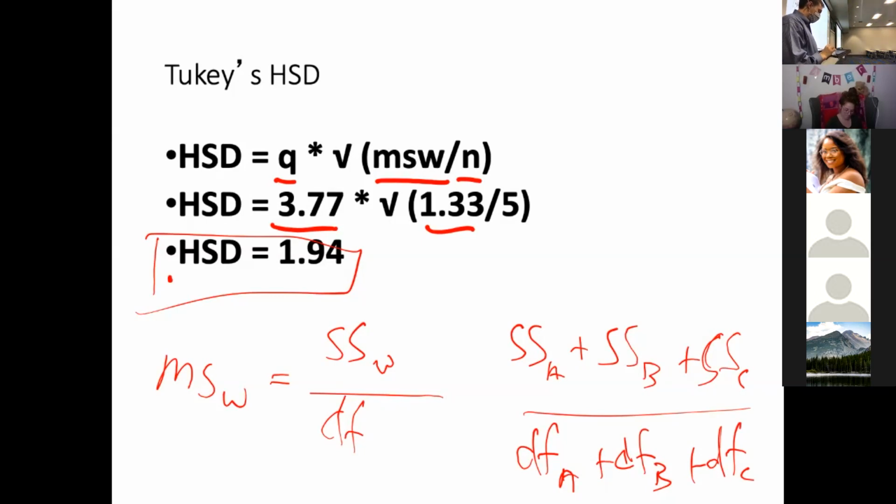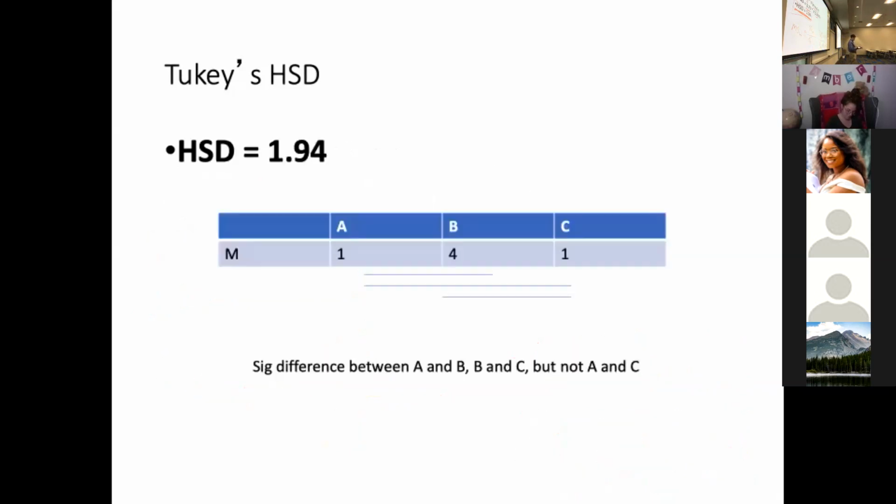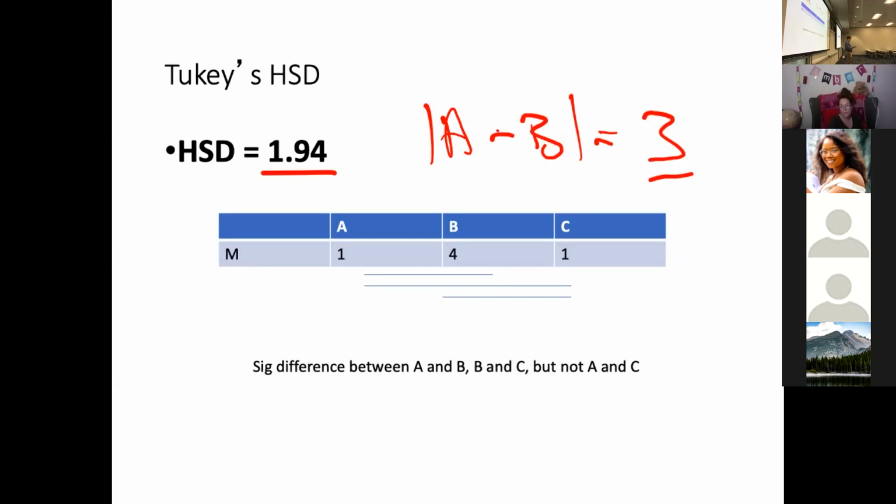So this is now the threshold by which we are making those pairwise comparisons. If the difference between two conditions is greater than 1.94, we say there's a significant difference between the two. If it's less than 1.94, we say there's no significant difference. So, again, we've got our HSD value here. These are the means for A, B, and C. The mean for condition A was 1, the mean for condition B was 4, and the mean for condition C was 1 as well. And so now we can make comparisons. The absolute value of A mean minus B mean gives us 3. That is greater than that 1.94. So we say that there's a significant difference between A and B.